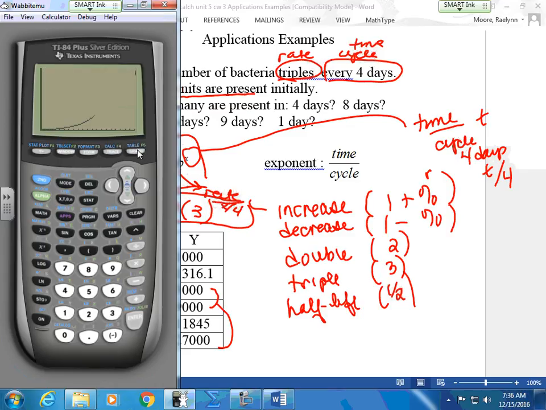So I want to see growth. Do I see growth? Yeah. And when I look at my table, I can tell at the 0, I'm 1,000. At the 4, I expect it to be 3,000. Isn't this doing what I expected? Every 4 days, I was going to multiply it by 3. At the 8, I should see 9,000. Yep, I'm there.